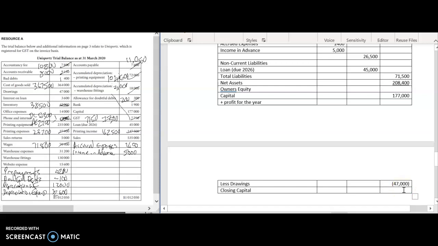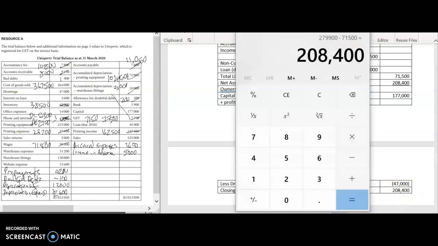We've got a closing figure too, and the closing figure is our 208,400 because we know it has to balance. So all that's left is to find the profit for the year figure. So we can do that by working backwards. So 177 plus something minus 47 is 208. So working backwards, we can go 208,400. Instead of minus the 47, we're going to add. And then we'll take away our opening balance. So it means our profit is 78,400.